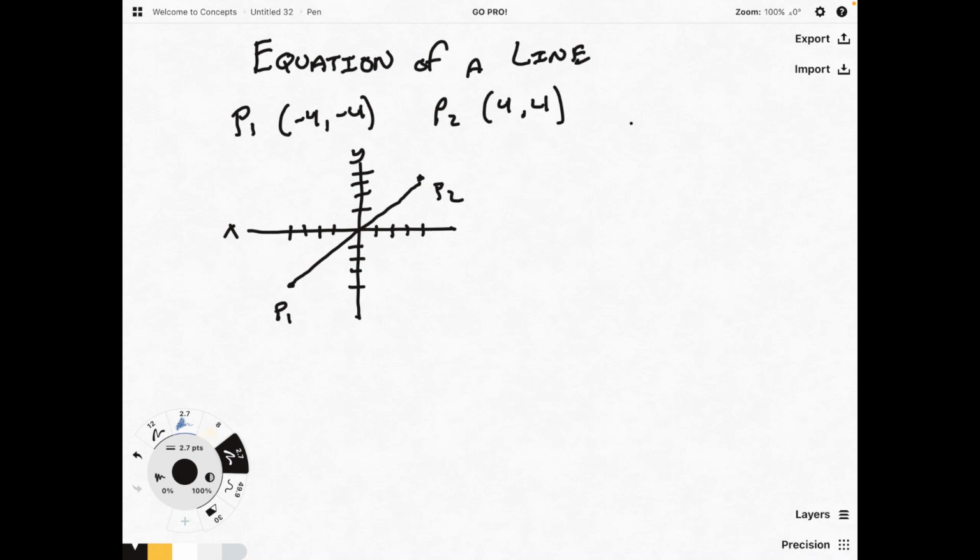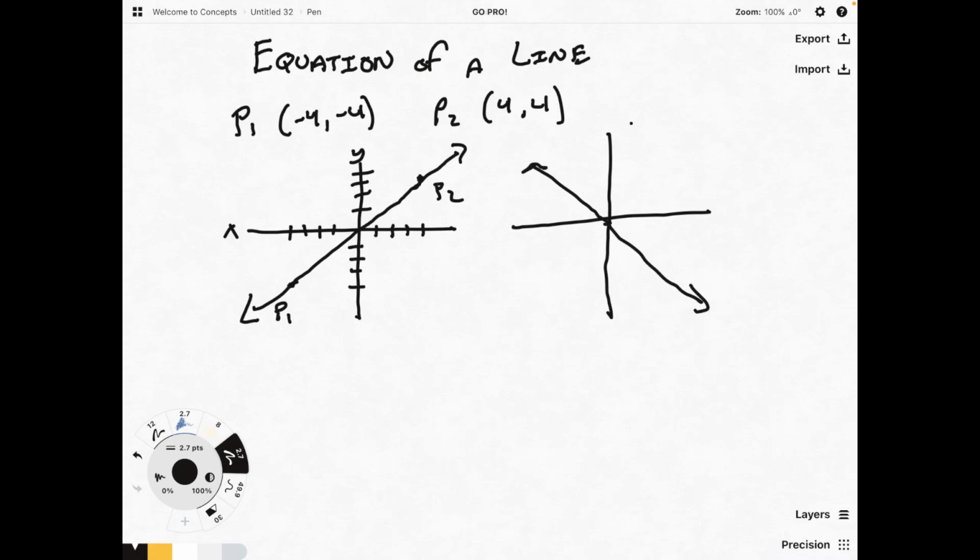Looking at the graph that we have right now, this would be considered a positive slope because it's going in the positive direction, this way. It's also going this way, but the slope is positive. If we wanted to look at a negative slope, essentially it would just be the mirror image of what we have here, and it would go this way, and it would go this way. So that's the negative slope.